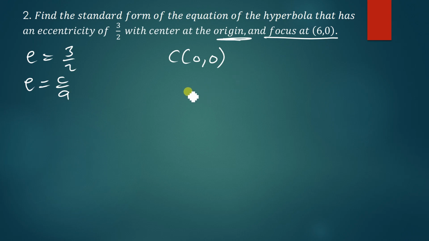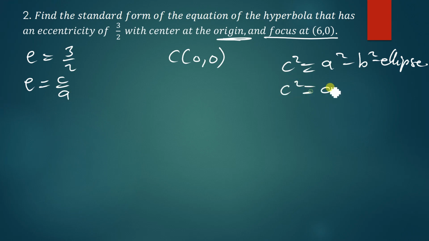So remember, for the ellipse, we said c squared is given by a squared minus b squared. But that is for the ellipse. For the hyperbola, our c squared is given by a squared plus b squared.